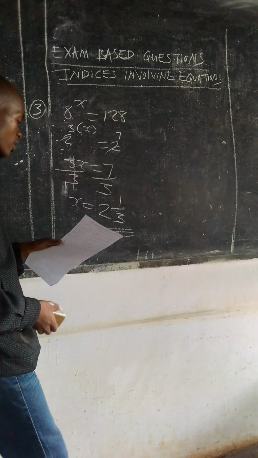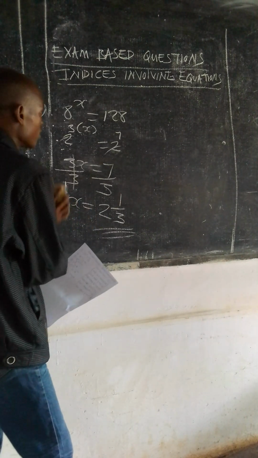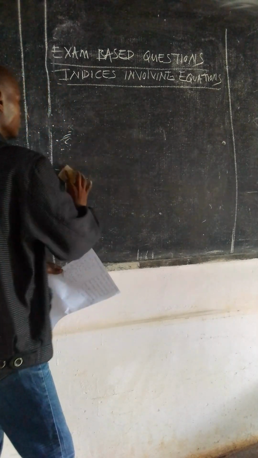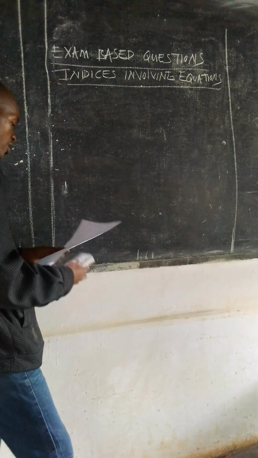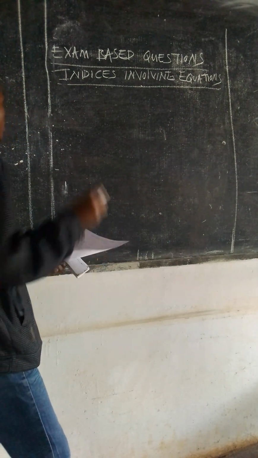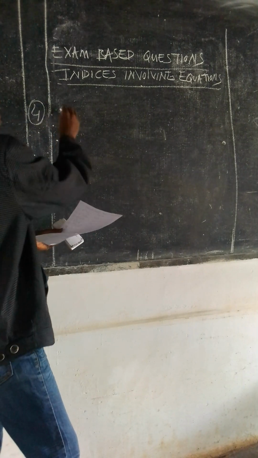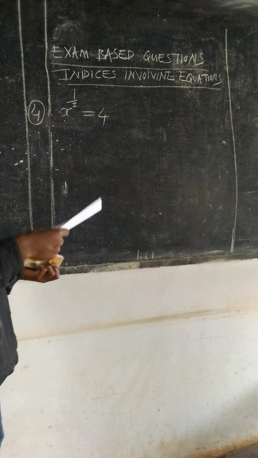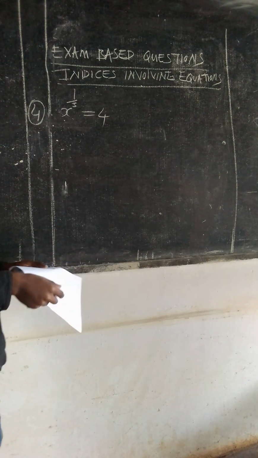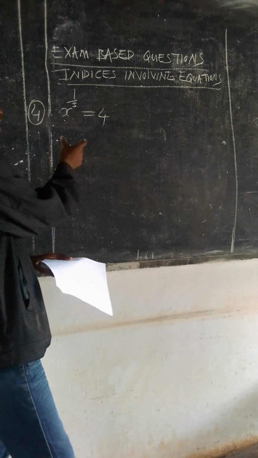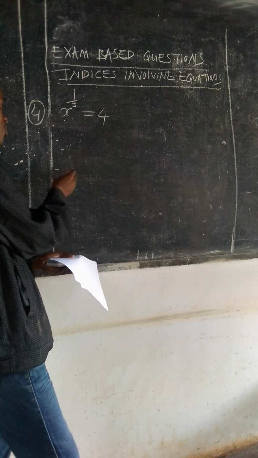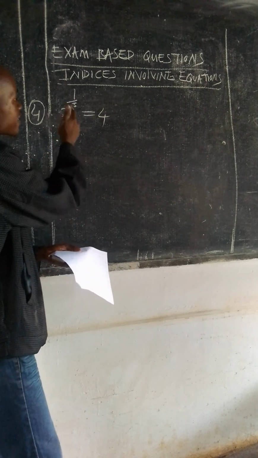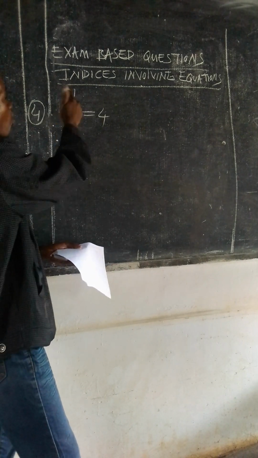Now we have to answer question 4. So question 4. We have x to the power 1 over 3 equals 4. So this is interesting. It is quite interesting. Now, when you look at this question, we have a variable or a letter on one side, and on the other side we don't have. Now, this variable is raised to the power 1 over 3.